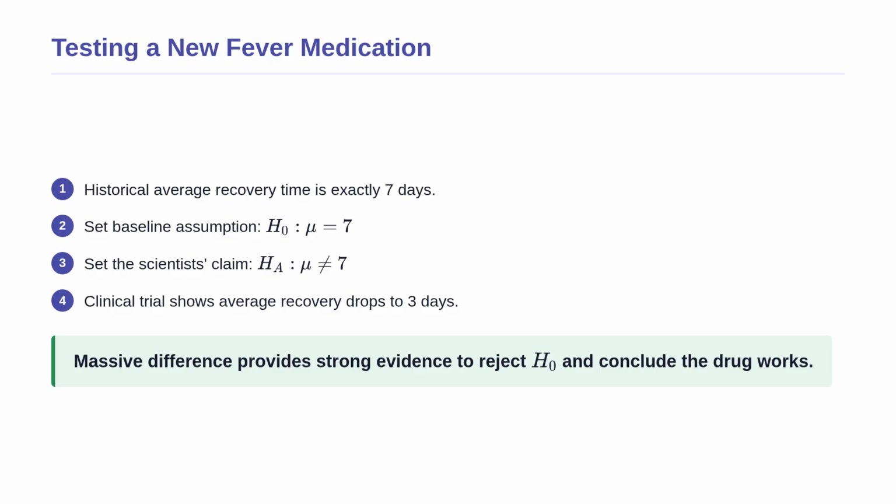We set our null hypothesis to state that mu equals 7, meaning the new drug has no special effect. Our alternative hypothesis states that mu is not equal to 7. The scientists run their trial and find the average recovery time drops to 3 days. Because 3 is so massively different from 7, this provides strong evidence to reject the null hypothesis. We can confidently conclude that the new drug truly works.